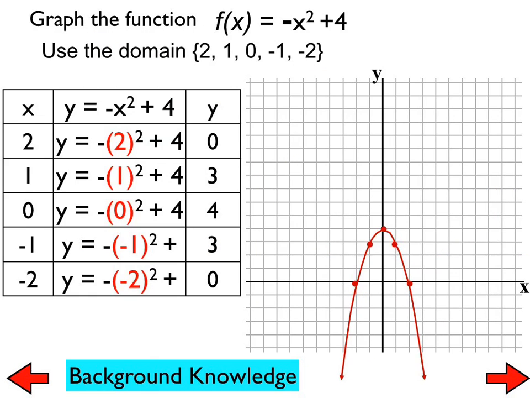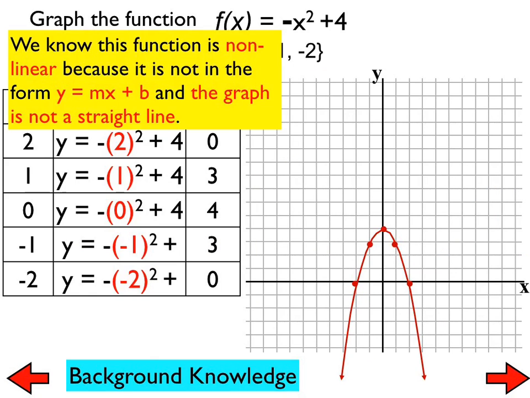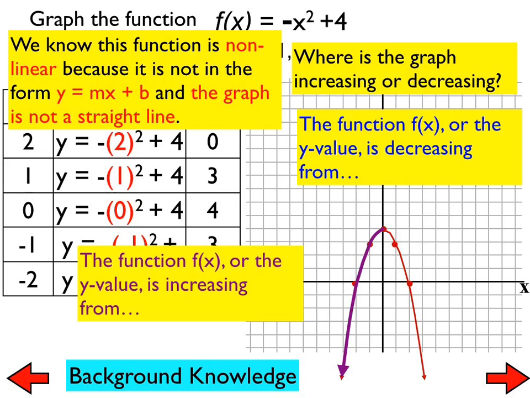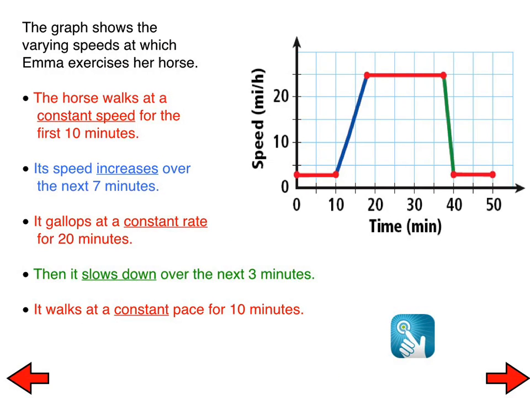Here's another graph from yesterday. In this graph, it is increasing from there to there, going uphill from there to there, and then decreasing the rest of the graph. So once again, increasing from there to there, decreasing from there to there. You might think of it as uphill and downhill if that makes it easier for you. All right, here's the first problem for today.